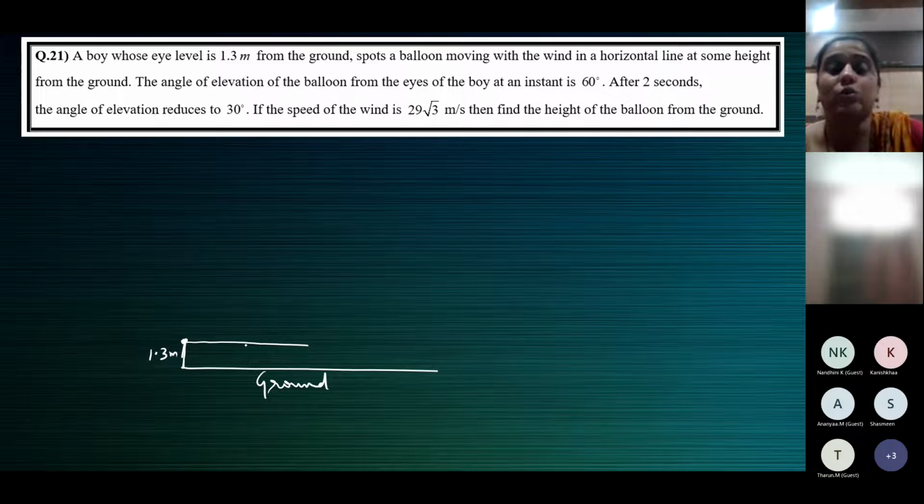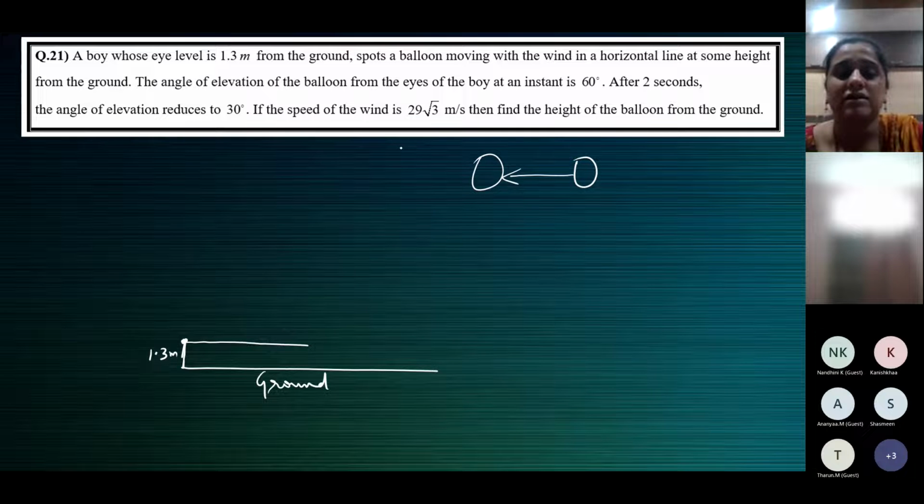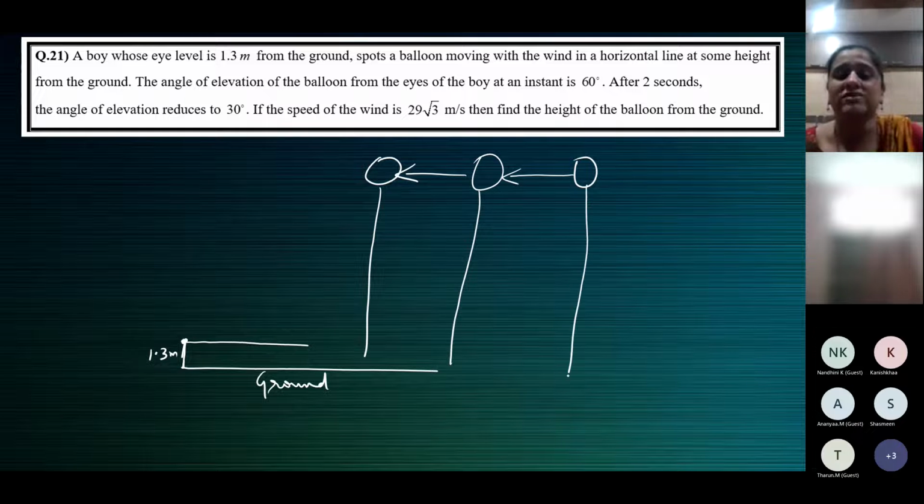He spots a balloon moving with the wind in a horizontal line, which means the balloon is maintaining the same vertical height from the ground. It's moving like this in a horizontal line, maintaining the same vertical height from the ground. This is not the figure, I'm just trying to show you the information in the question. We'll do the figure.